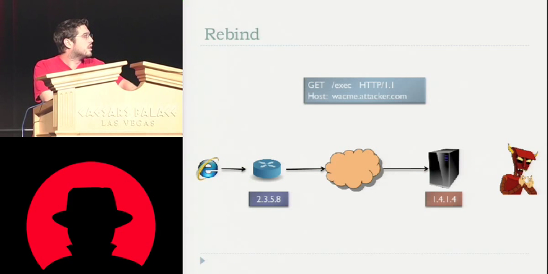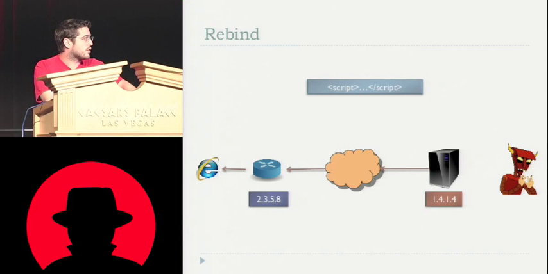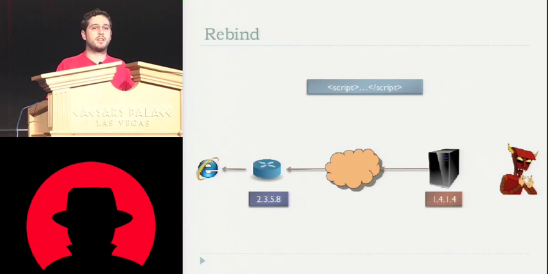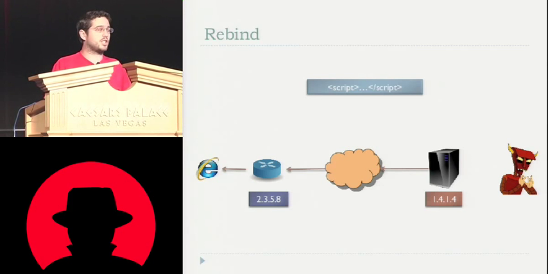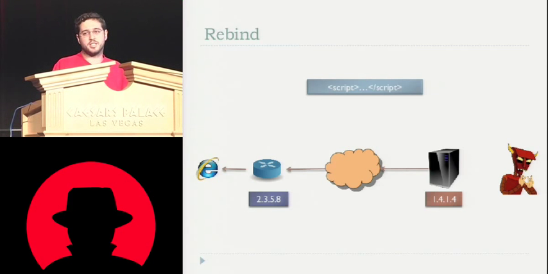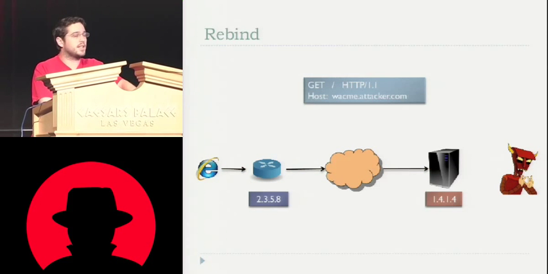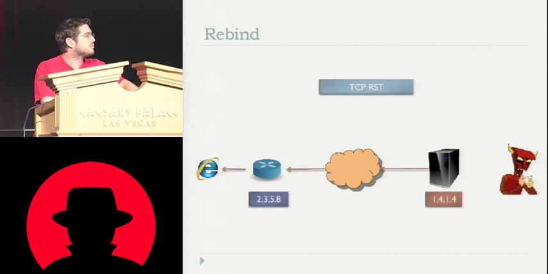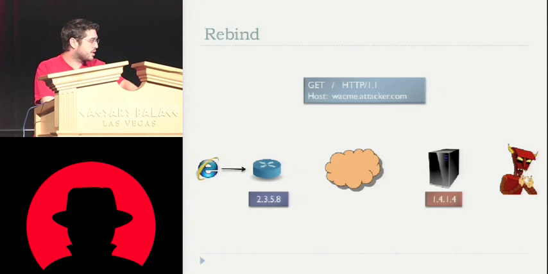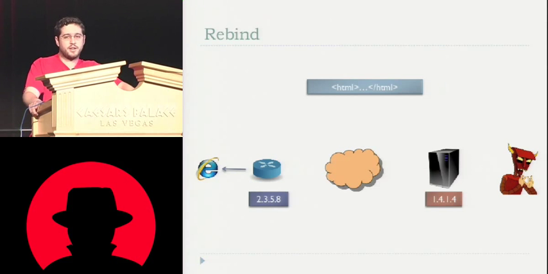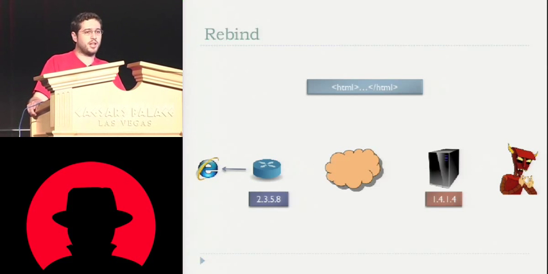So again, the browser's going to try 1414 first, requests the /exec page, gets the JavaScript, and now once Rebind does this, it's going to tell iptables, hey, reject any connection on port 80 from 2358 with a TCP reset packet. So when that JavaScript attempts to connect back to attacker.com, he gets a TCP reset from iptables. So now he switches over to 2358, and we've rebound attacker.com to the router's public IP successfully.